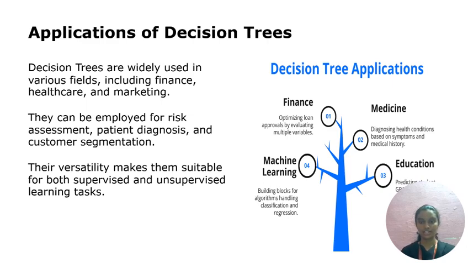This particular decision tree can be used for many purposes like finance, machine learning as the building blocks for algorithms, handling classification and regression. In medicine, diagnosis of health conditions based on the symptoms and the medical history. In education, it can be used in the prediction of the GPA of a particular student.